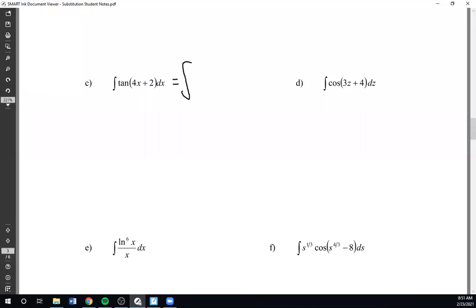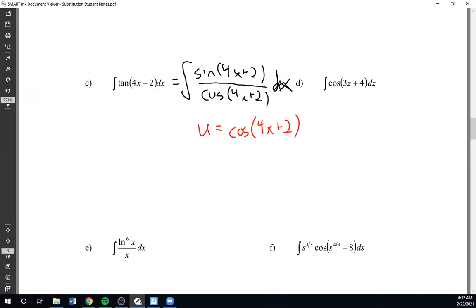This equals the integral. Let's rewrite tangent in terms of something that we definitely have a rule for, which is sine and cosine. And we know that tangent is sine over cosine. And now we can do a u substitution. U is cosine. Du equals, let's make sure we do this right. A couple details to be careful of. Derivative of cosine is negative sine.